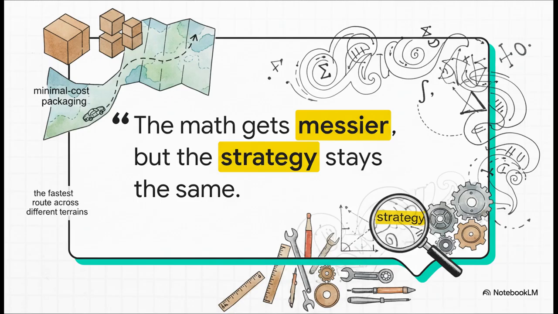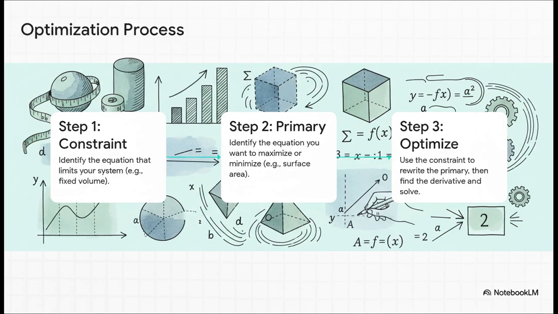Finding the absolute best outcome. The cheapest, the fastest, the strongest. And the good news is, there's a universal toolkit for it. So, it all boils down to this simple three-step process. First up, step 1, you find the constraint.